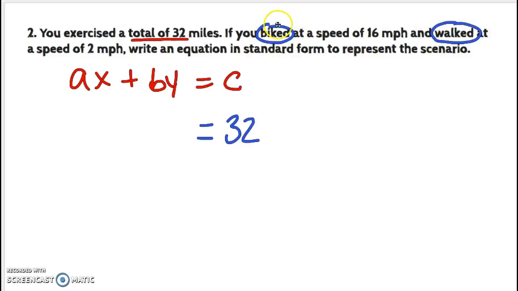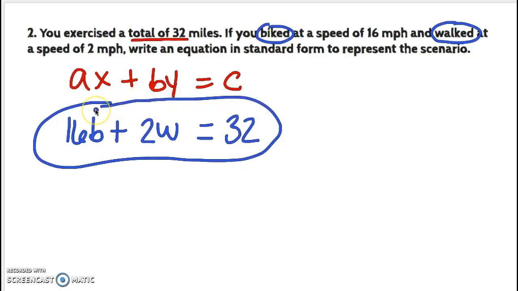Okay. Now, what number goes with what? Well, biking was at a speed of 16 miles per hour. So 16B. And then you were walking at a speed of 2 miles an hour. So 2W. There you go. And you're done. Okay. And then let's look at one more.